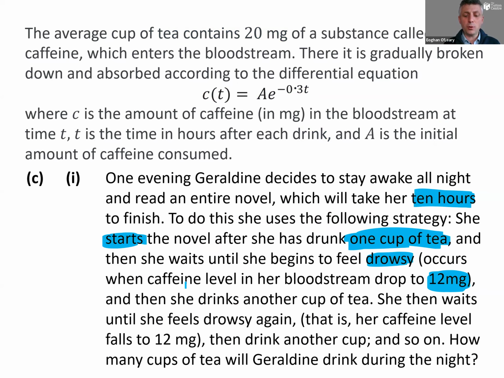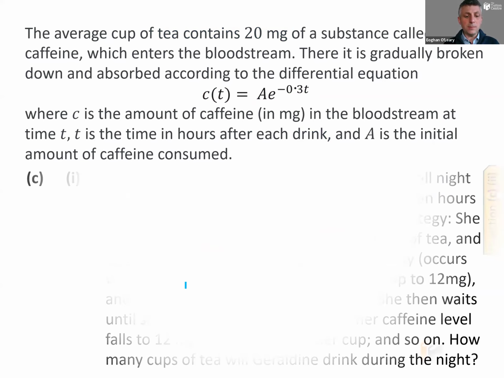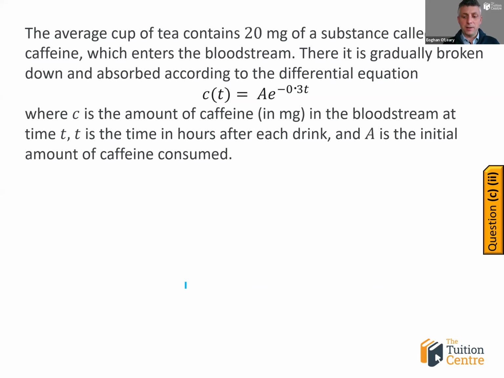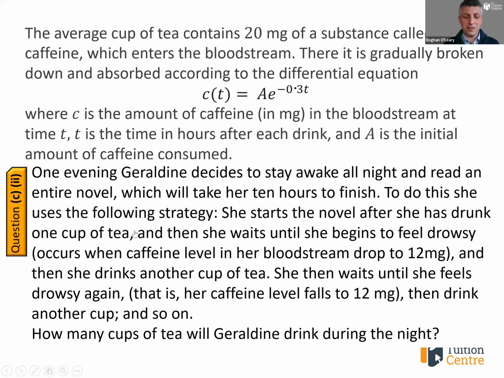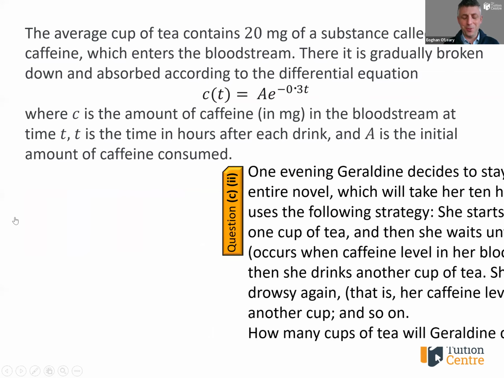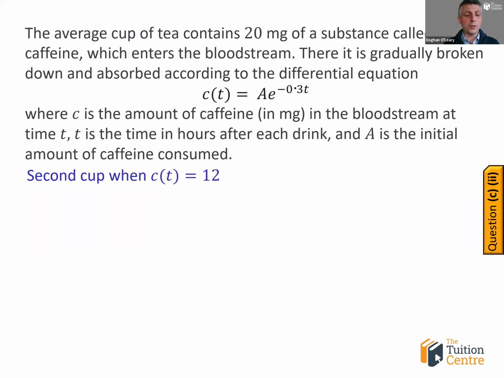She then drinks another cup of tea. She then waits to feel drowsy again when her caffeine level falls to 12. She drinks another cup of tea, and so on. How many cups of tea will Geraldine drink during the night? Okay, you might have to think about this for a little bit. You might have to look back and read through it to remind yourself of the question. But the second cup is going to be drunk when our caffeine level falls to 12.